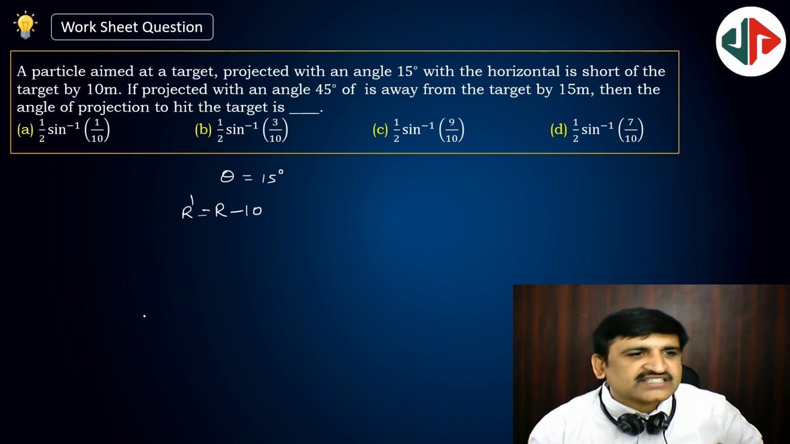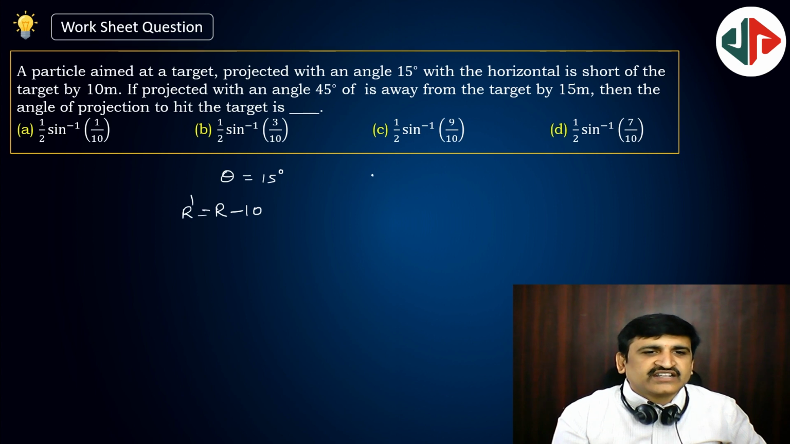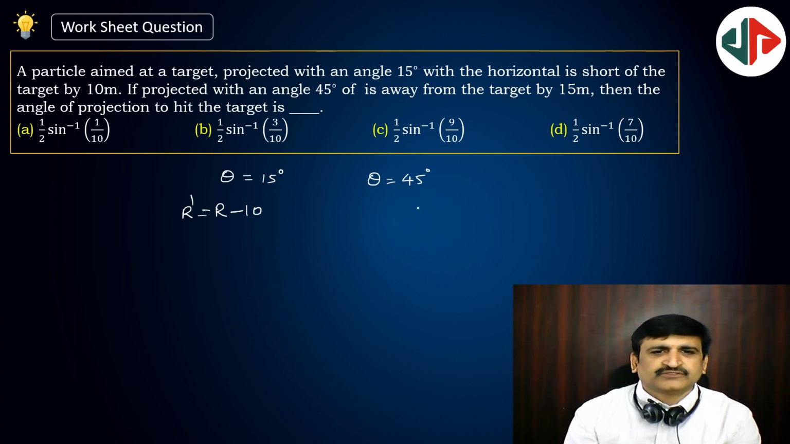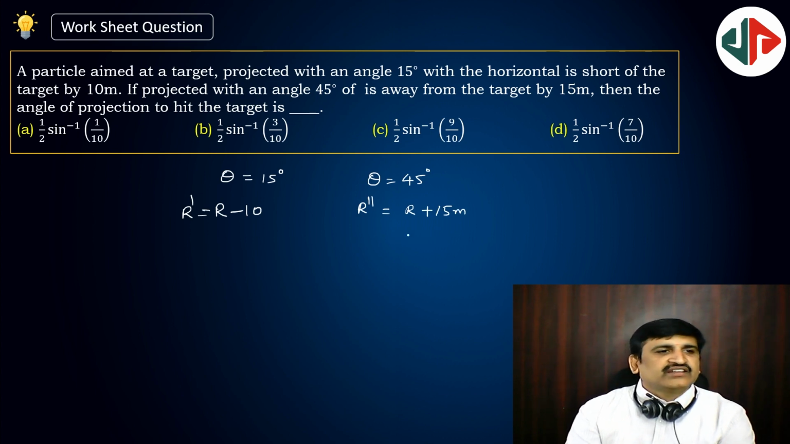Okay. Next, if it is projected at theta equal to 45 degrees, then it is away from the target by 15 meters. Now the range is R plus 15 meters. It went beyond. Then the angle of projection to hit the correct target. So he is asking what could be theta to have range R. Let us write 2 equations and we will solve for this one and that one.